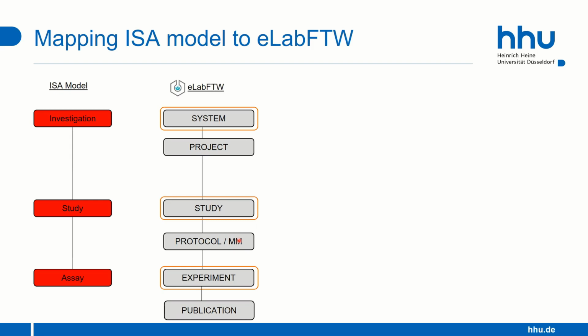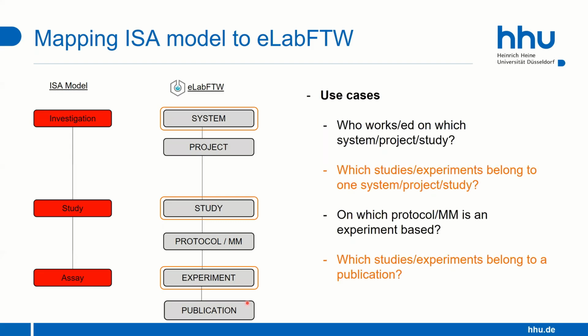Then we have these protocols, materials and methods parts I have to talk about. And we introduced a container, what we call the publication part, which collects which experiments at the end were actually published. This helps us a lot to provide such data, for example, if you want to upload it to publications. And with this hierarchy, we can now ask questions such as which studies and experiments belong to one system or a project or a study, for reports, for example, but also if you want to prepare publications.